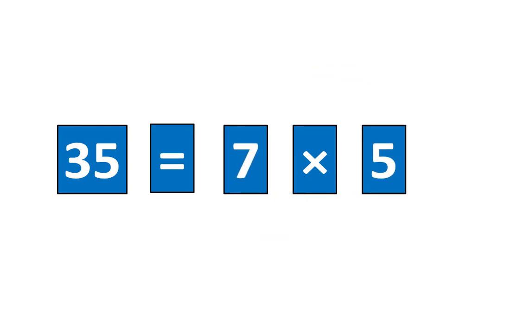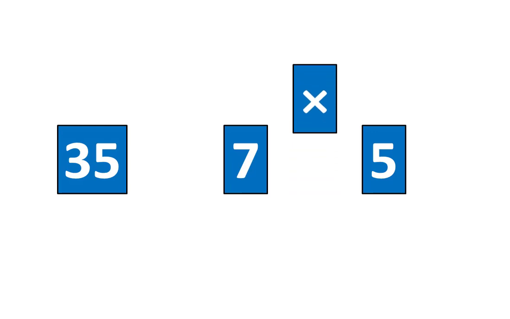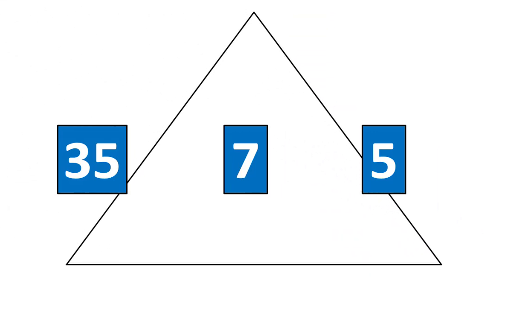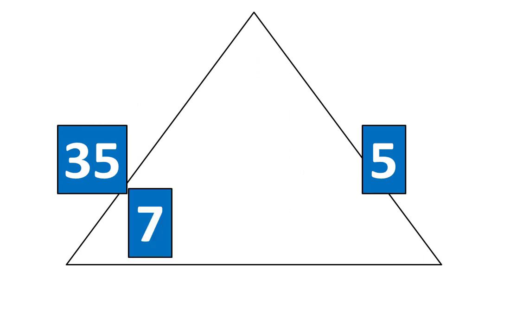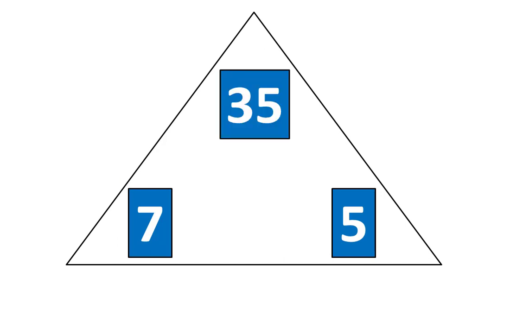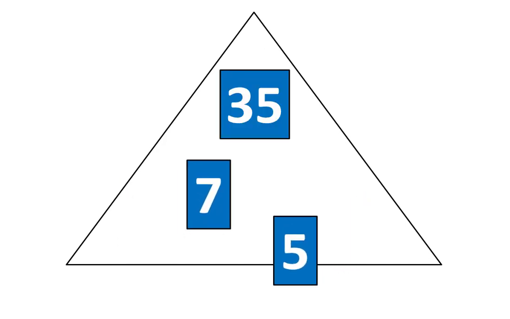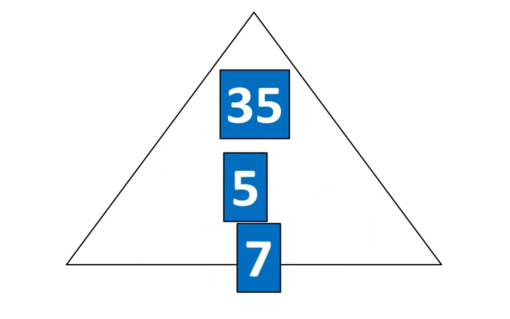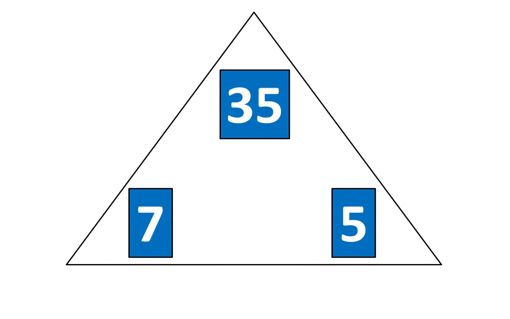I'll slide away the symbols is equal to and times, and I'll bring in the triangle. Then I'll take a moment to rearrange the pieces on the triangle so they look like this. 7 times 5 is equal to 35. I know that 5 times 7 is equal to 35 because 7 times 5 is equal to 35.